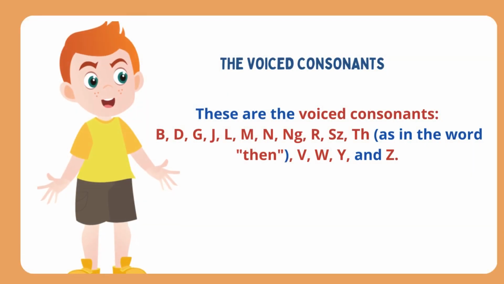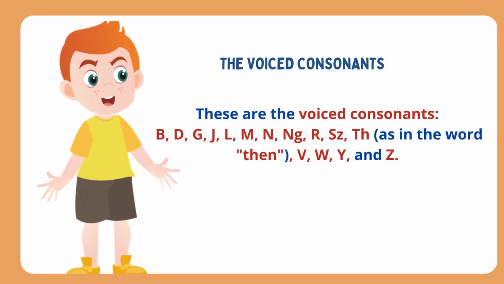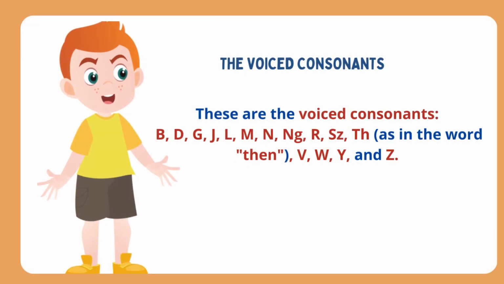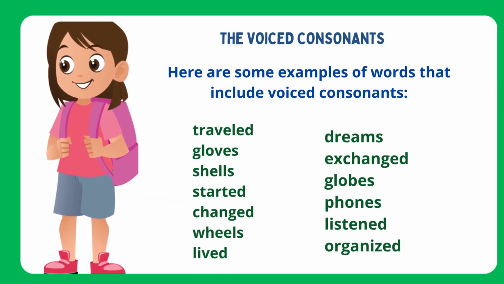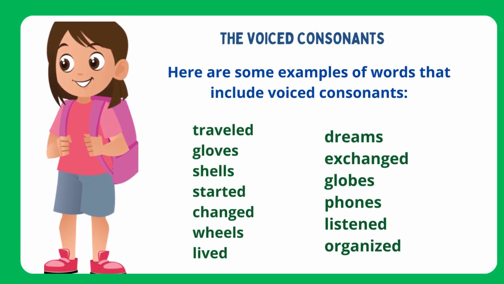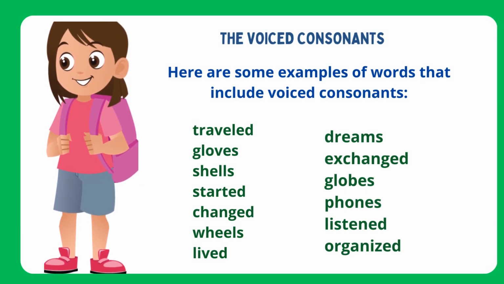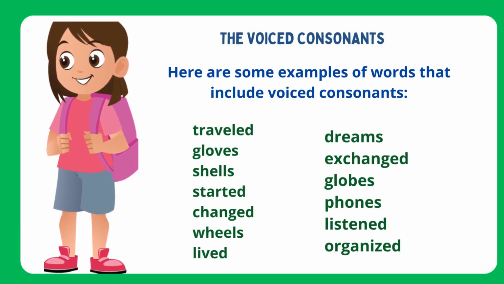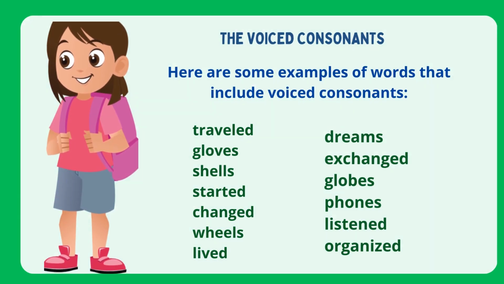The voiced consonants. These are the voiced consonants: b, d, g, j, l, m, n, r, s, z, th as in the word then, v, w, y, and z. Here are some examples of words that include voiced consonants: traveled, gloves, shells, started, changed, wheels, lived, dreams, exchanged, globes, phones, listened, organized.